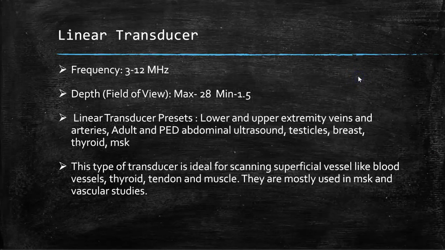Frequency 3 to 12 megahertz, depth maximum 28, minimum 1.5. Linear transducer presets: lower and upper extremity veins and arteries, adult and PED abdominal ultrasound, testicles, breast, thyroid, and then MSK. This type of transducer is ideal for scanning superficial structures like blood vessels, thyroid, tendon, and muscle.